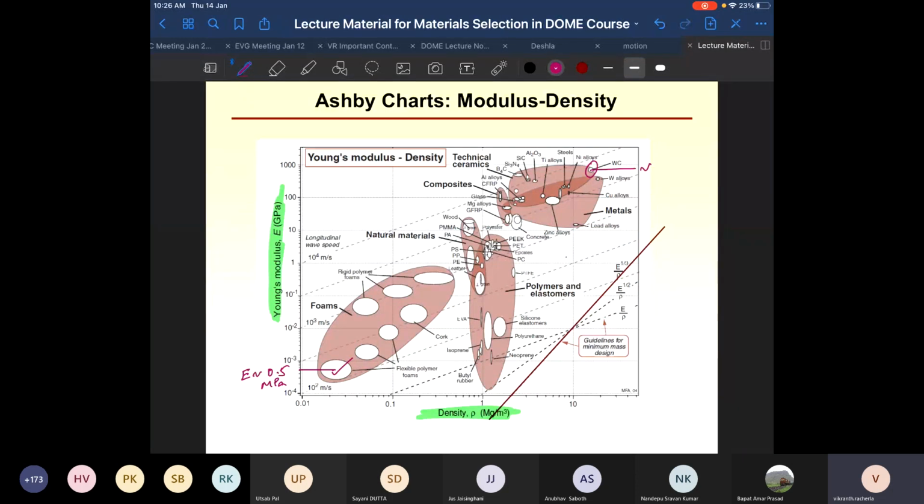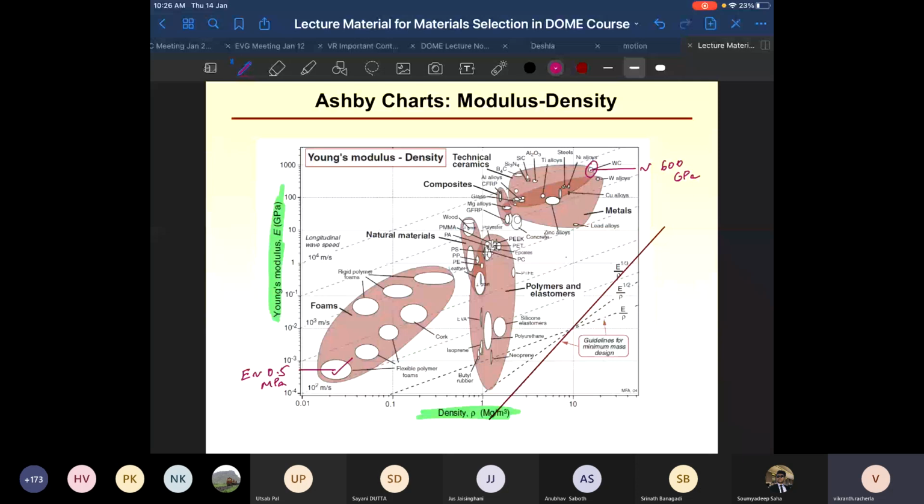I don't recollect. This one was how much? I think this was about 400 to 500 GPa. How much? 500. What did I say? 600 GPa, sir. Okay, this is about 600 GPa. So this is the range of the elastic modulus that you are looking at. What is the range of density that you are looking at?